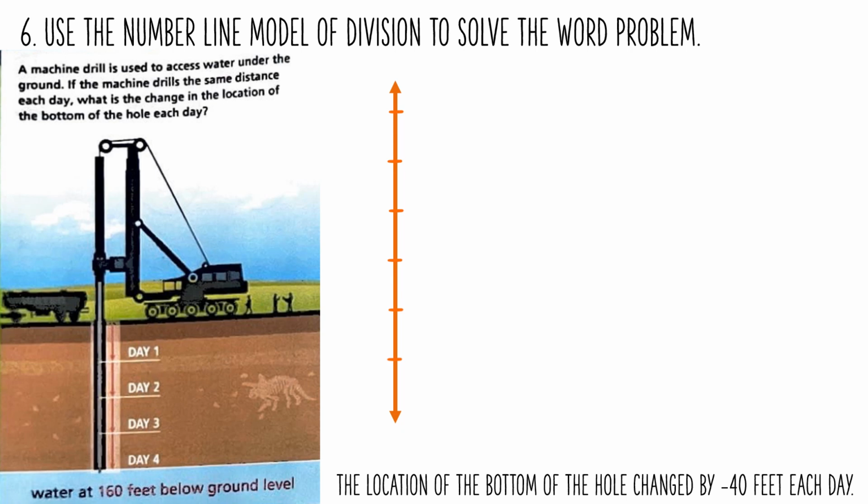I just noticed you can see the answer down here at the bottom, but just pretend like you can't see that. All right, so we've got our number line here, and I'm going to start at 0, and each day I'm digging down the same amount. It says the machine is drilling down the same distance every day for 4 days. And I know that down there at the bottom, that's negative 160.